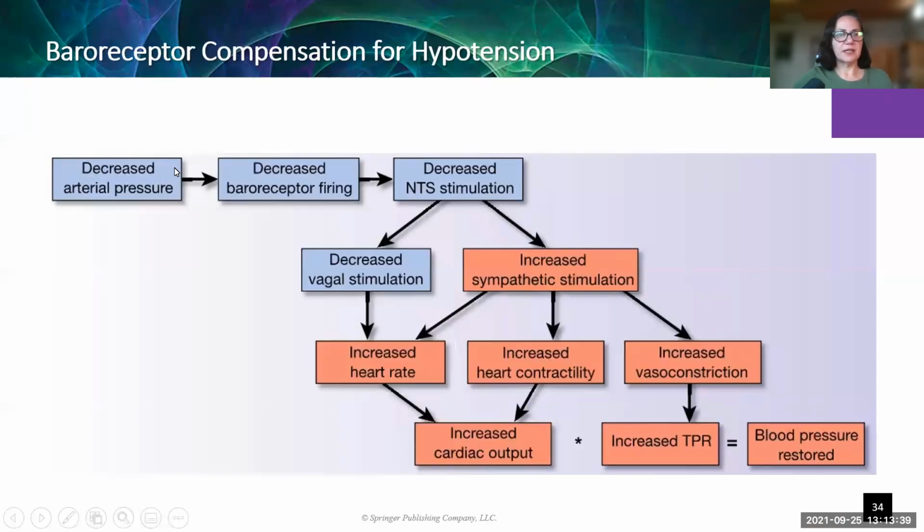Just a flow chart saying if the blood pressure is too low, that signal goes into the brain, and then the output is increased sympathetic nervous system stimulation. That's going to make the pump work harder and faster, which increases cardiac output, and causes the blood vessels to constrict more, which is also going to bring up the total peripheral resistance, which brings blood pressure back up.